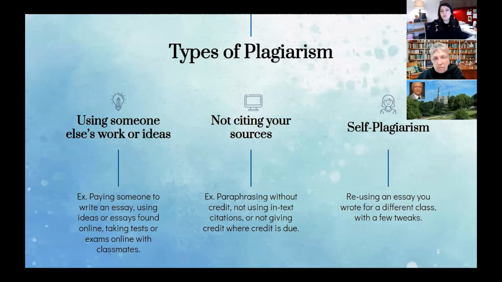But there's also plagiarism that's accidental plagiarism, right? You're not trying to, but sometimes we just aren't super aware or super knowledgeable about what it means to cite our sources, or when we need to cite our sources, or how we need to cite our sources. And that comes with paraphrasing without credit. Again, paraphrasing is a great tool to have as long as we're giving credit. Not using in-text citations like that first example, or otherwise just not giving credit where credit is due.